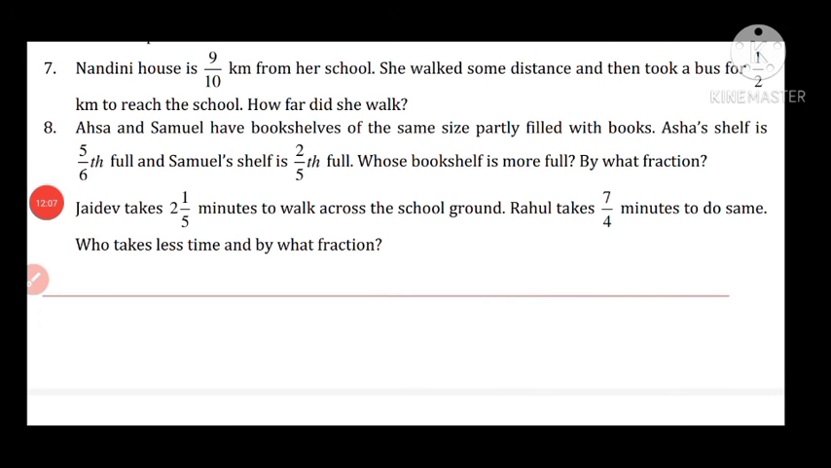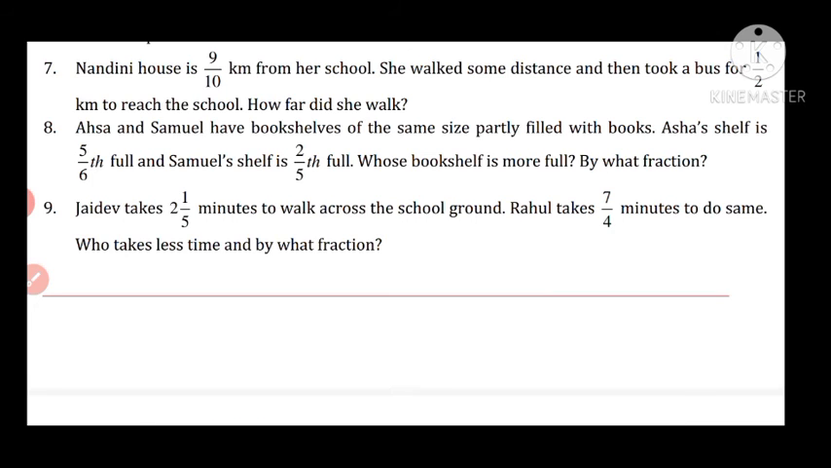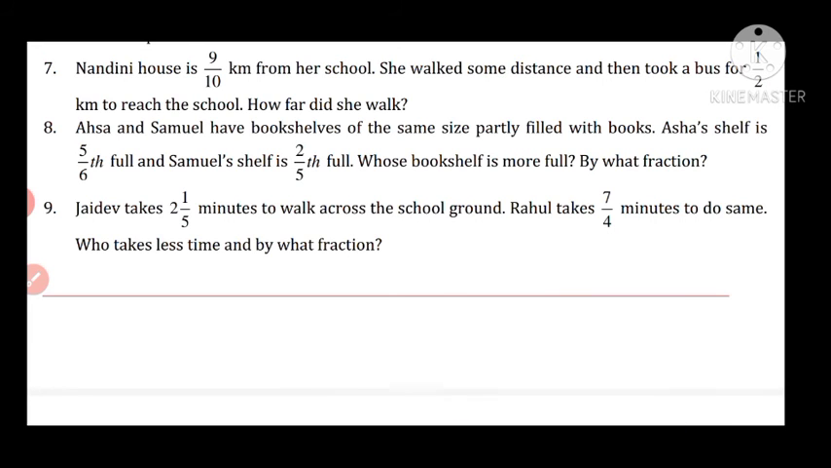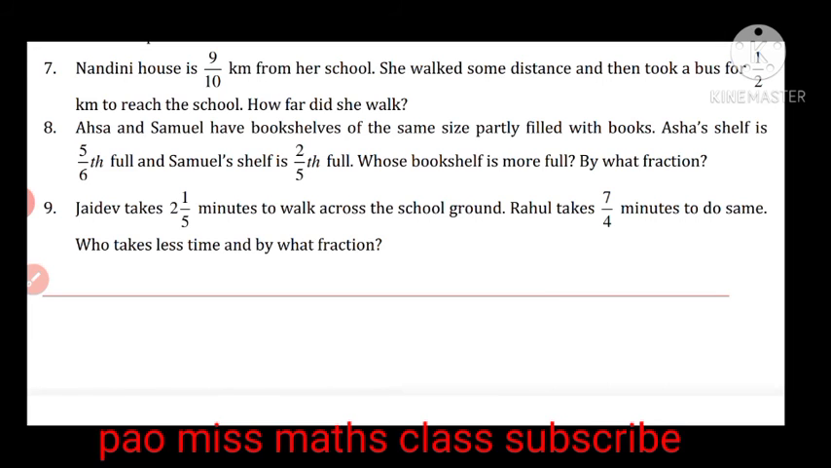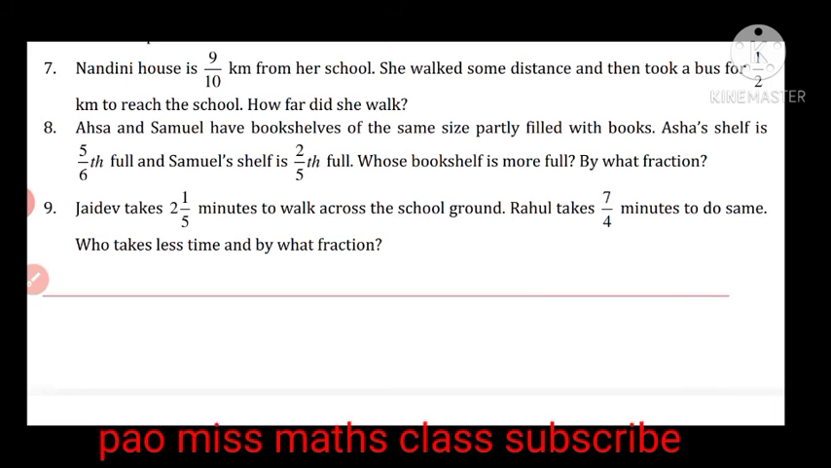So the last question of this exercise 7.6 is question number 9. Javed takes 1 and 2 upon 5 minutes to walk across the school ground and Rahul takes 1 and 3 upon 4 minutes to do so. Okay. So Javed takes how many minutes? 1 and 2 upon 5 minutes to walk across the school ground, but Rahul takes 1 and 3 upon 4 minutes to do the same thing. Now who takes less time and by what fraction? It means who is taking less time, who is walking very fast. Okay, you have to find that one.